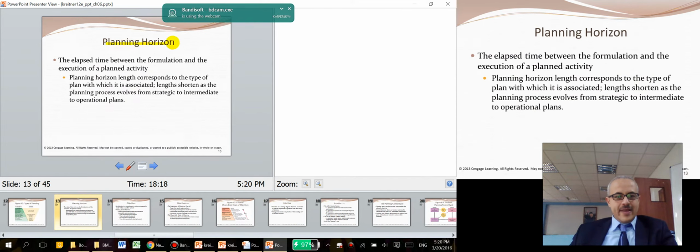Next, we're talking about planning horizon. When you make a plan, you want to see how long the length should be for this plan. It says here, if you are strategic, maybe it's a long plan. If it's intermediate, maybe middle. If it's operational, it's short. You see? So what's your plan for tomorrow? It's maybe more operational. Tomorrow I will get the book, I will study chapter 6. What's your plan for the next week?